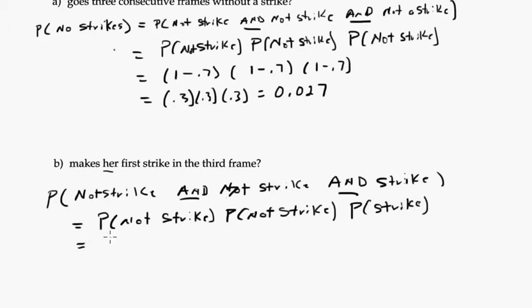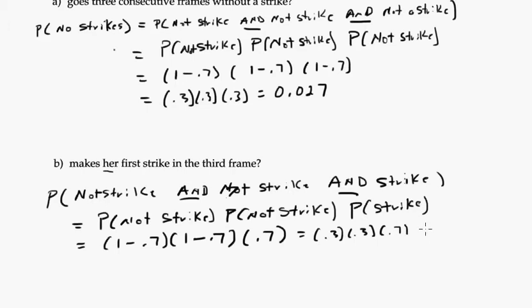Okay, so this would be 1 minus 0.7 times 1 minus 0.7 times 0.7. So 0.3 times 0.3 times 0.7, and I get 0.063. Okay.